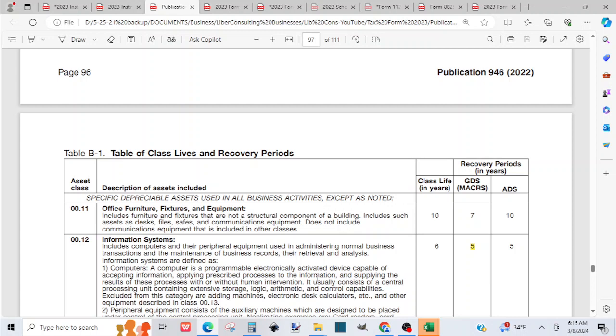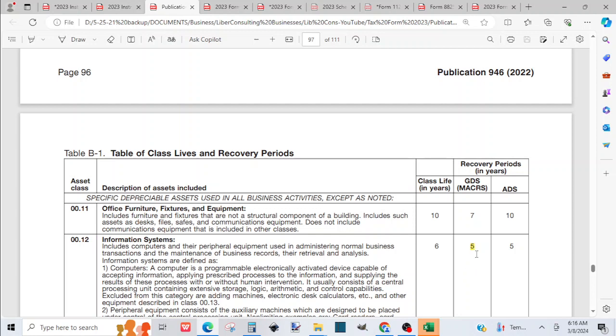So if your asset is listed in table B2, if your business activity is listed in table B2 and the asset is described there, specifically listed, you will use the recovery period under table B2 for that asset. But if your business activity is listed but that particular asset is not spelled out, but that asset is listed in table B1, you'll use the recovery period of table B1.